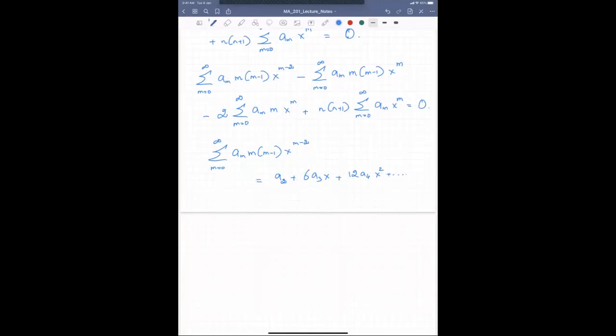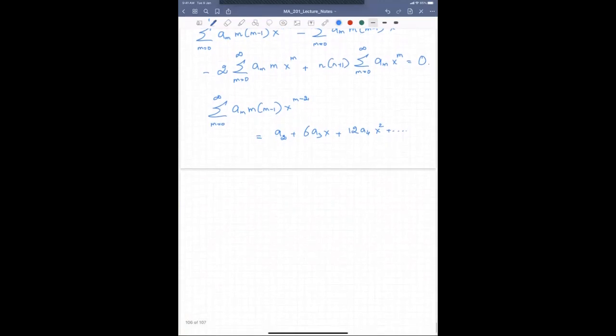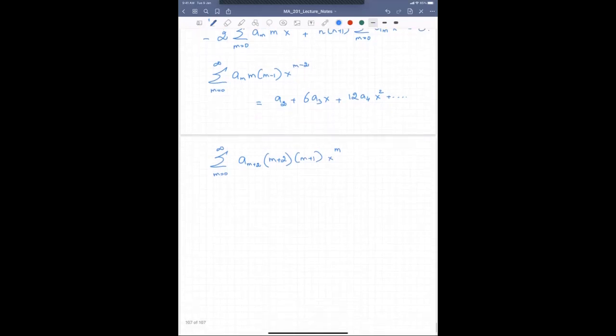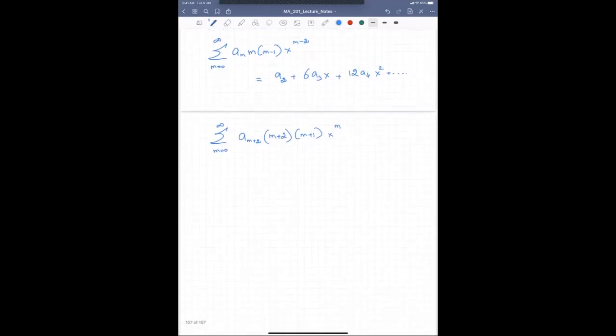So I might as well shift m to m plus 2 in this series and write this series as a m plus 2. If I put m to m plus 2, the first term becomes m plus 2. And the second term, which is m minus 1, becomes m plus 2 minus 1, which is m plus 1. And this guy becomes x to the m. Again, if you don't agree with this redefinition, write down the series again in all its glorious fashion. At m equals 0, the first term is x to the 0, and if I put m equals 0, I get a2.